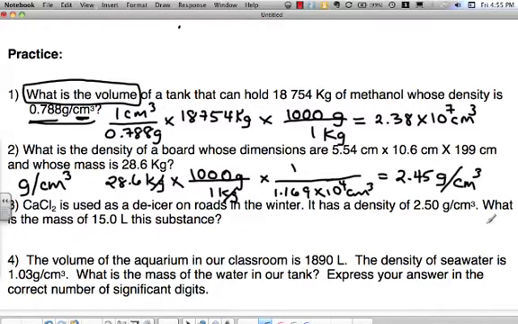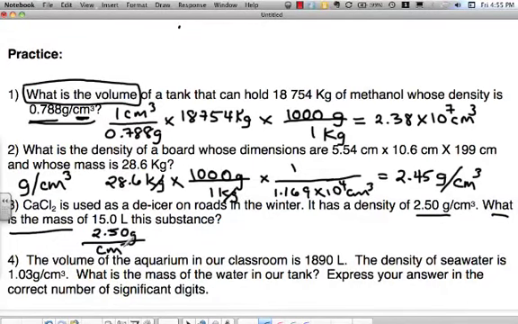I'm looking for the question, what is the mass? So where is mass in this problem? There it is. It's part of density. And because I want mass, I'm going to leave it as is. I'm not going to flip it. So it's 2.50 grams over centimeters cubed.